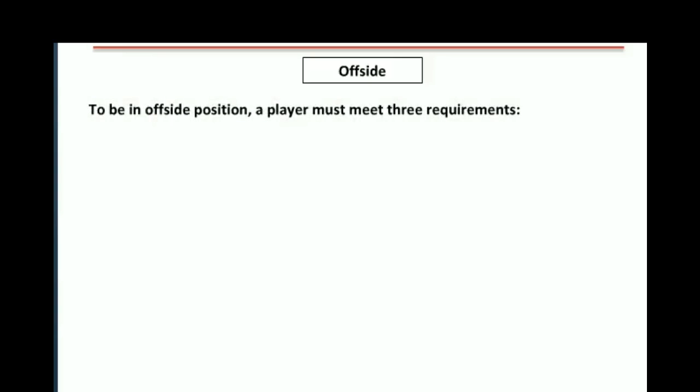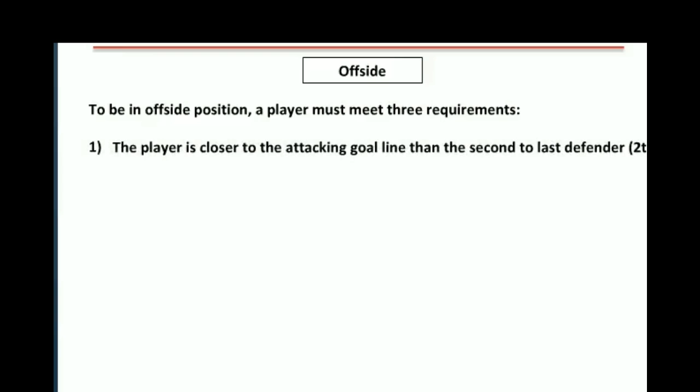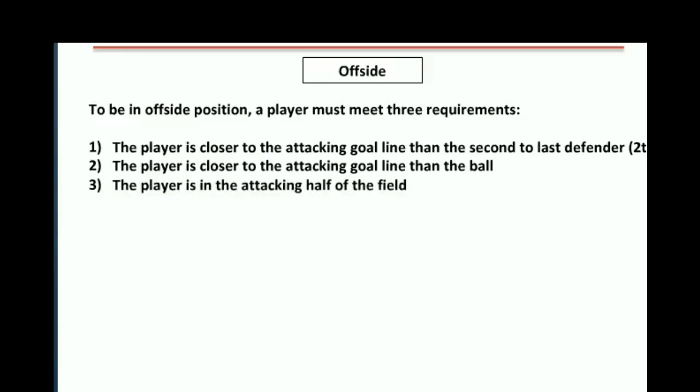A player is in offside position when he or she meets three requirements. The player is closer to the attacking goal line than the second to last defender. The player is closer to the attacking goal line than the ball. And the player is in the attacking half of the field. Let's look at some graphics to better illustrate the principle of offside position.